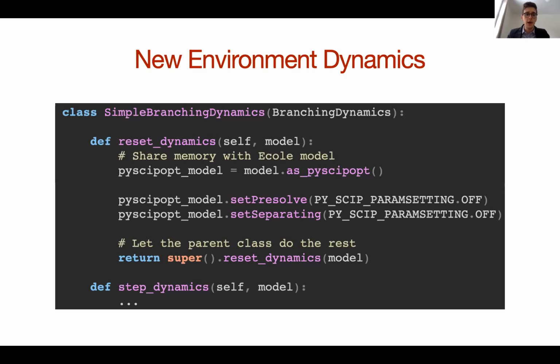So to create new dynamics, what you need to define is the way that you get your solver into an initial state, and you need to define the step dynamics, the method that transitions your model, your states, from one state to the next. So in branching, for instance, this method will transition from one node to the next. And if you put all these things together, then the environment class will piece the whole problem together to give you the nice API that we've showcased before.